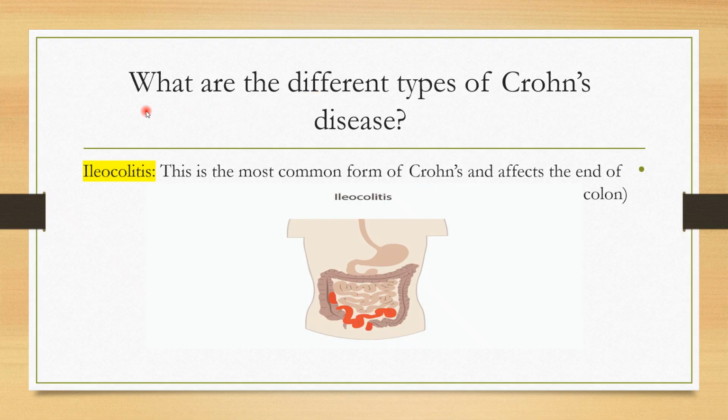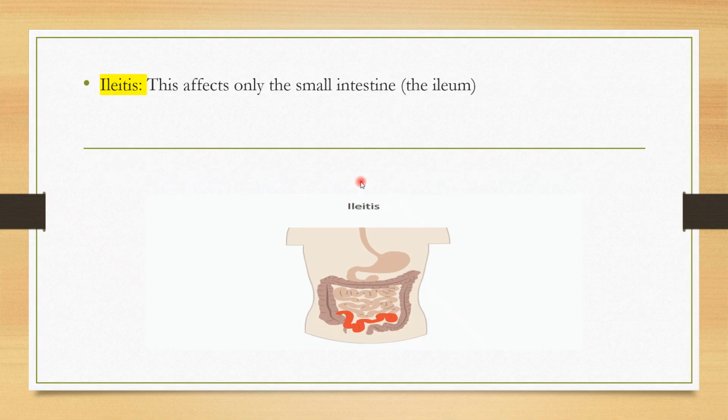Now I talk about the different types of Crohn's disease. First type, ileocolitis. This type is the most common form of Crohn's disease. It affects the end of the small intestine, the ileum, and also the first part of the colon, or cecum.